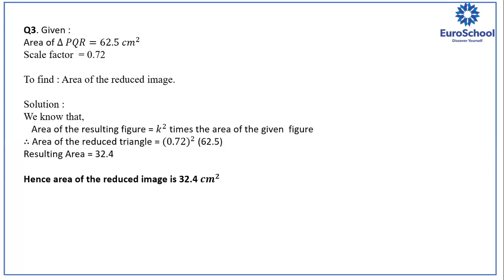Right? Now, I explained you all the formulas. Length is equal to K times of original length. Area of the resulting figure is equal to K square times of area of the given figure, or the original figure. Volume of the resulting figure is equal to K cube times of a volume of the given figure. Now here, area of the resulting figure, we have to find. They have given you scale factor. Here we are multiplying with K square. So again, we are using the same formula. Area of the resulting figure is equal to K square times the area of the given figure.